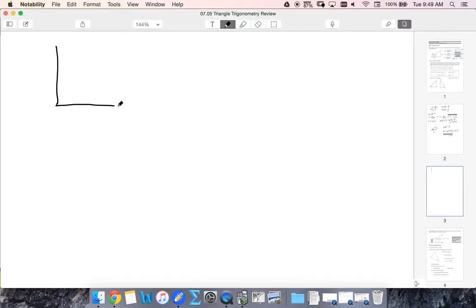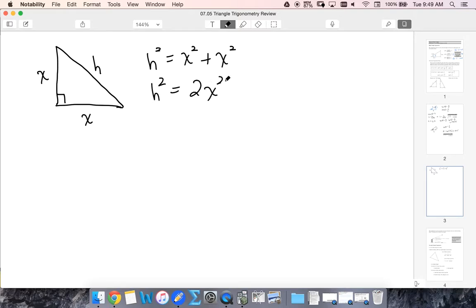If we have a 90-degree angle and the other two angles are 45, that means that my two sides are going to be the same length. So let's call that x and x. By Pythagorean theorem, we can find the hypotenuse. So h squared is equal to 2x squared. That means h, if I take the square root of both sides, square root of x squared is x, and we get root 2 as the third side. Sorry, x root 2 as the third side.